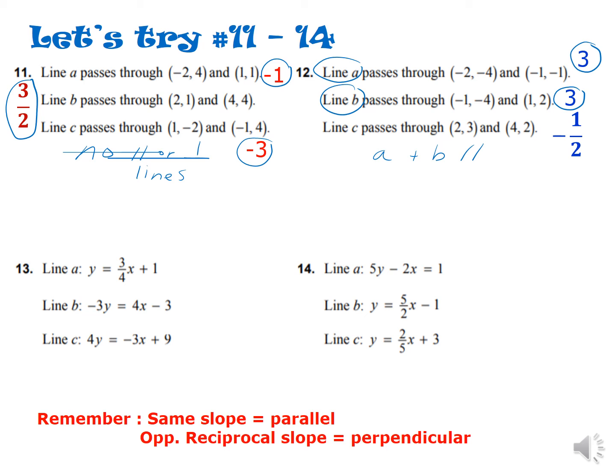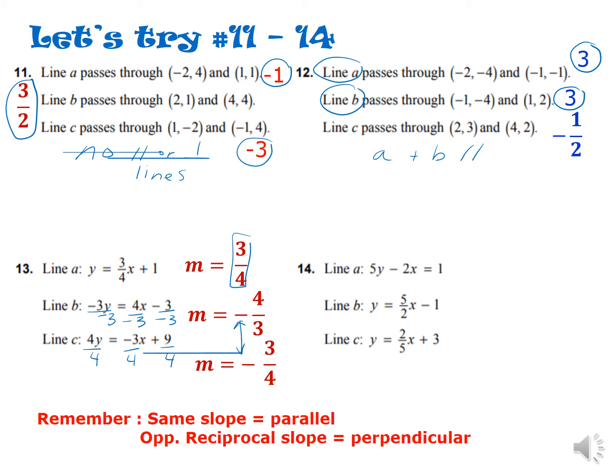Now, for these, they're not all in slope-intercept form, so make sure you get them into slope-intercept form. This one I have to divide everything by -3. This one I have to divide everything by 4, because y has to be alone. Once I do that, I get my slopes. Look carefully. This one is 3/4, this one is -3/4, therefore they are not negative reciprocals. This one is -4/3 and this one is negative, so they're not perpendicular.